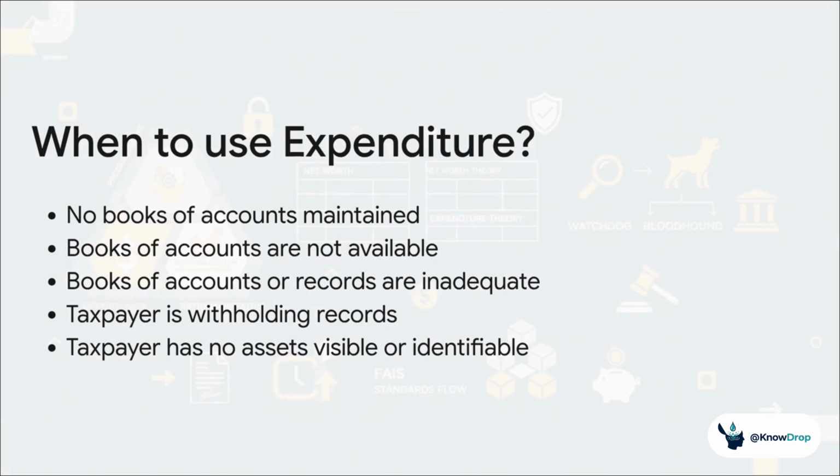This theory just follows the cash. If a person's cash uses, meaning their pure spending, exceeds their known cash sources, that excess points straight to unknown illegal funds. For the exam, you absolutely must memorize the 5 specific circumstances where you'd use this. It's when no books of accounts are maintained, when books are just not available, when records are inadequate, when the taxpayer is actively withholding records, or, and this is a big one, when the taxpayer has no visible assets but is clearly out there spending a fortune.